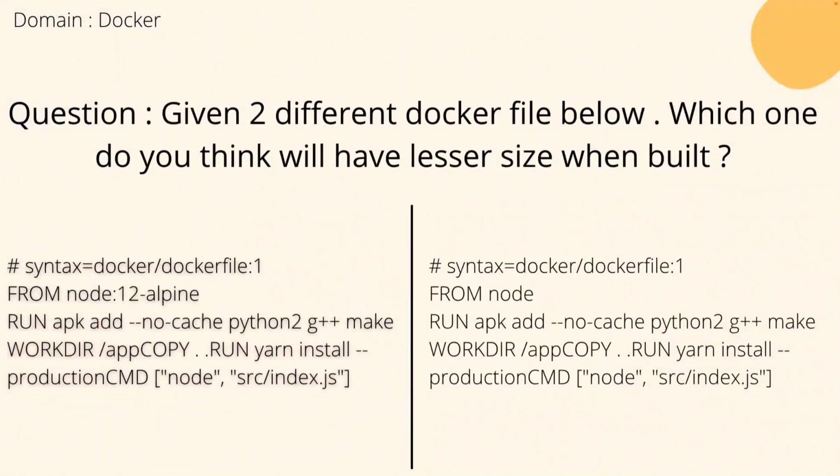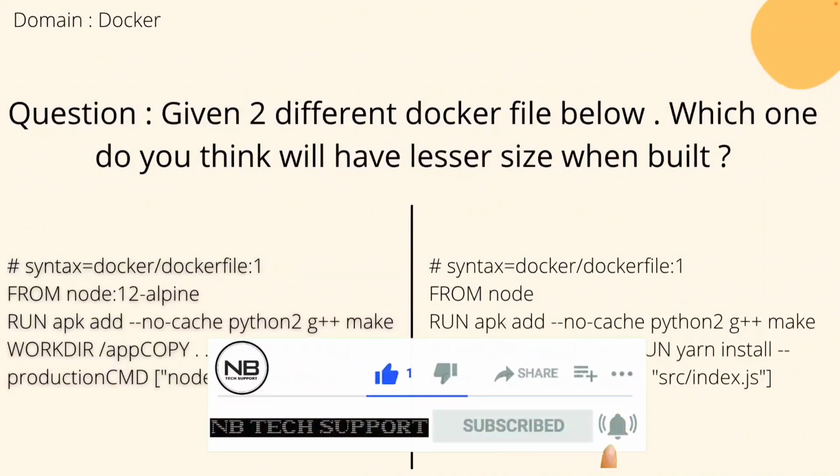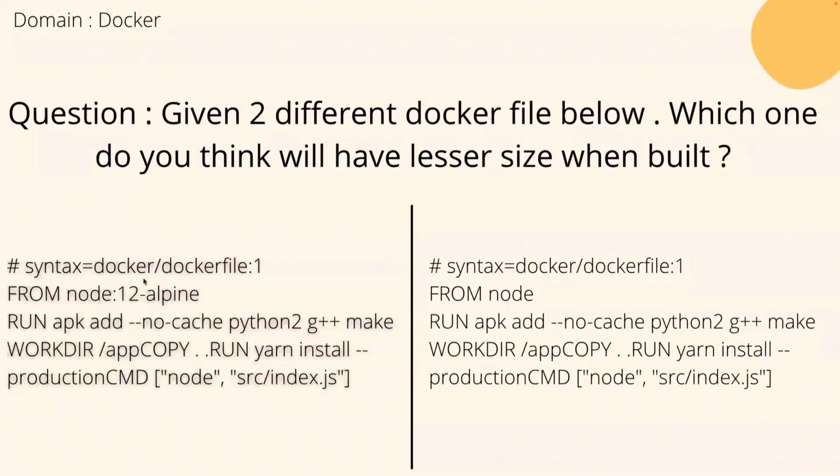Given two different Dockerfiles below, which one do you think will have a lesser file size when built? Kindly observe the question carefully and also try to understand the Dockerfiles. We have Dockerfile 1, this is Dockerfile 1, and we have Dockerfile 2. So the question is, out of these two images, let's say this is image 1 and image 2, which image will have less size and why?